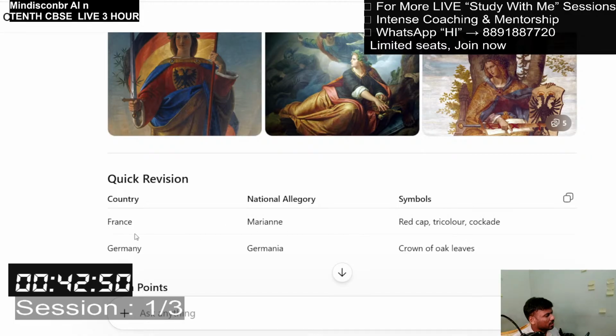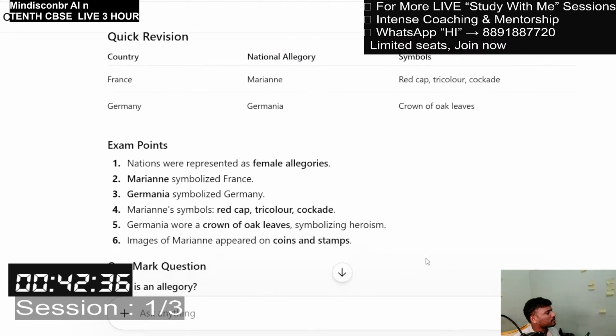Quick revision: country France, national allegory Marianne, symbols red cap, tricolor and cockade. In Germany, the national allegory was Germania and the symbol was a crown of oak leaves. Exam points: nations were represented as female allegories. Marianne symbolized France, Germania symbolized Germany. Marianne's symbols were red cap, tricolor and cockade. Germania wore a crown of oak leaves symbolizing heroism. Images of Marianne appeared on coins and stamps.